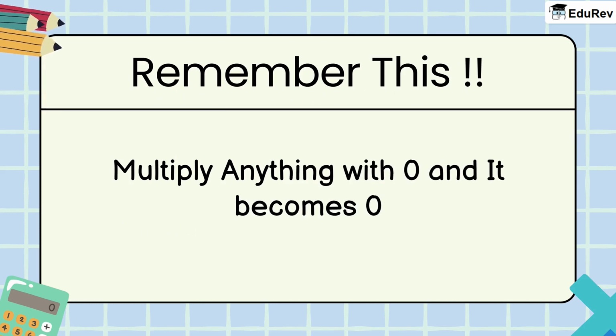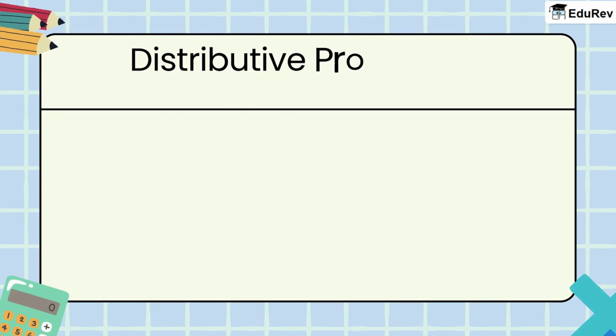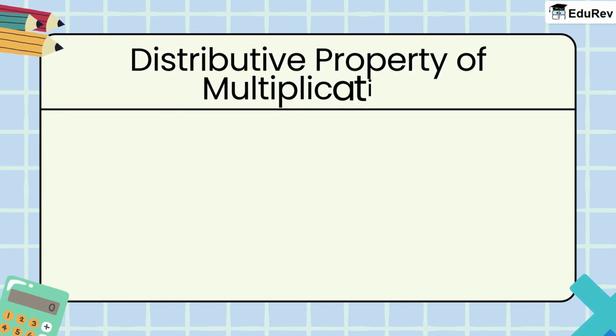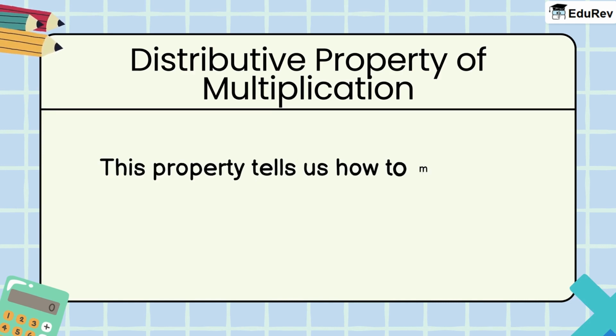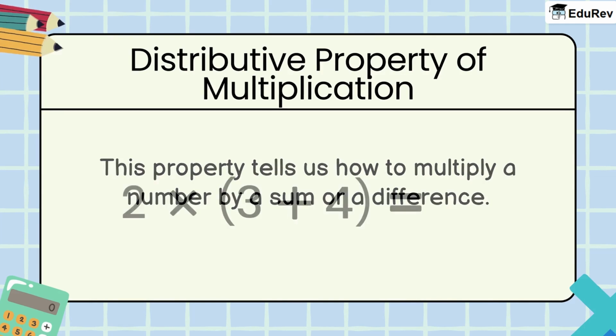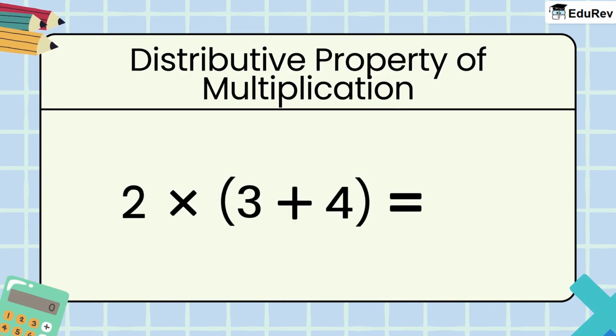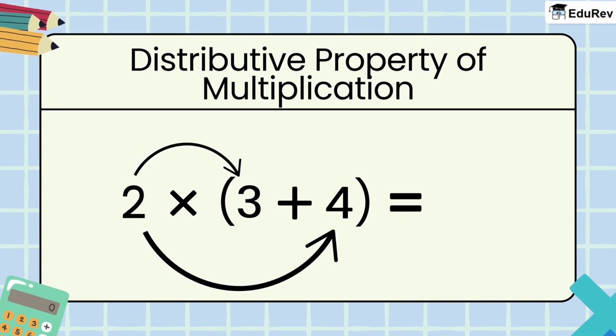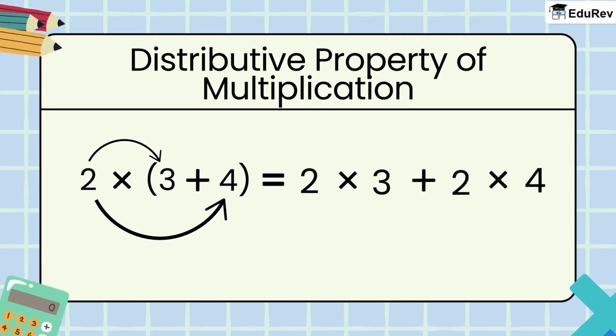Now, the fifth and the last property is the distributive property of multiplication over addition. This property tells us how to multiply a number by a sum or a difference. For example, 2 times (3 plus 4). Here, we can open the bracket by multiplying 2 with 3 and 4. That is 2 times 3 plus 2 times 4, which is 6 plus 8. And that equals 14.